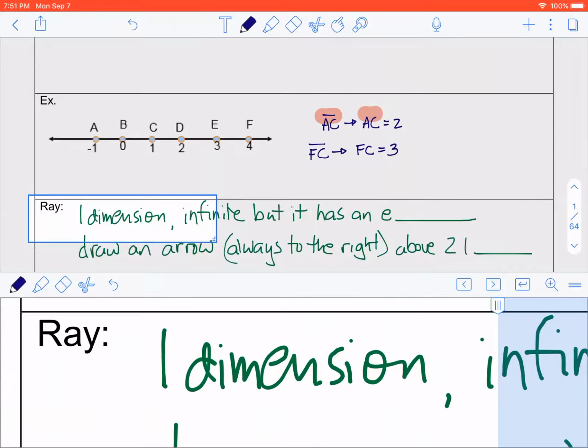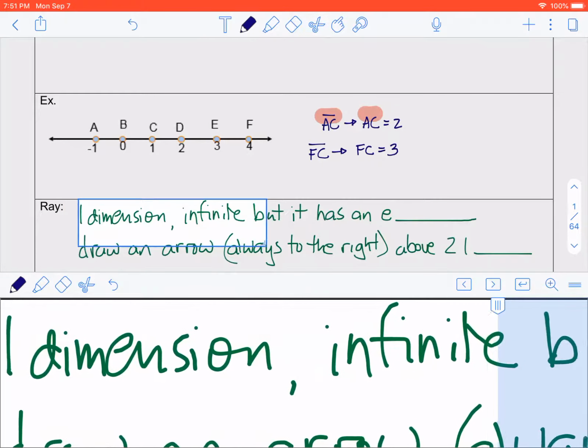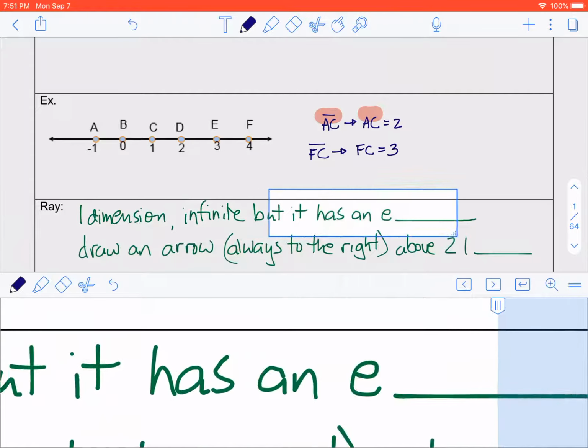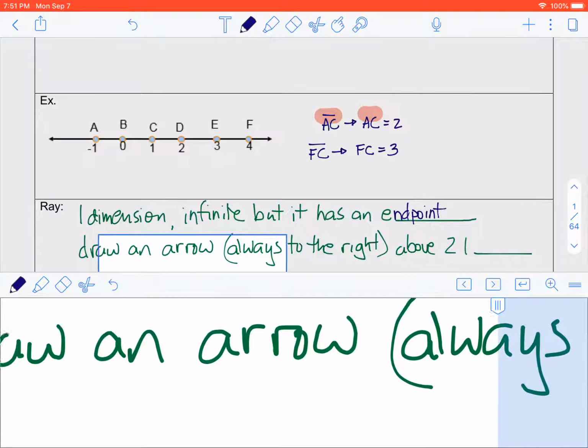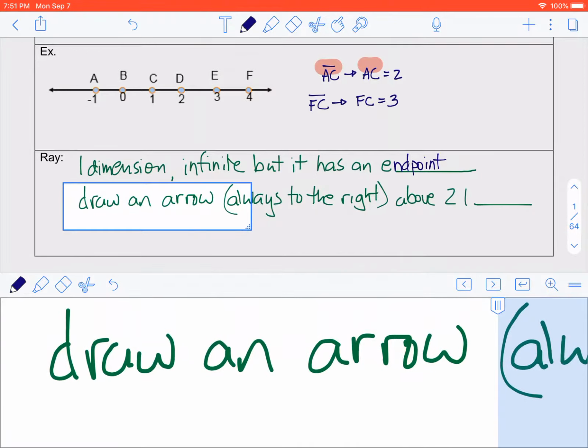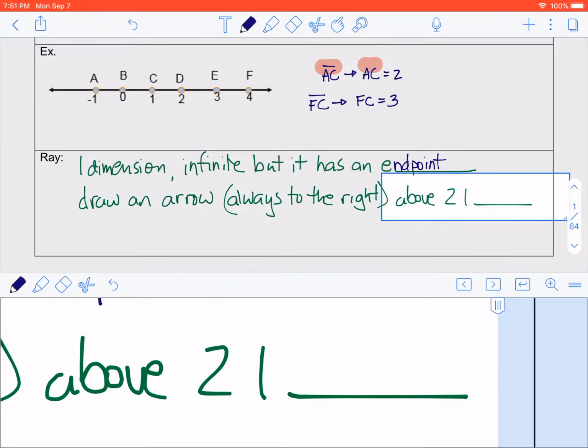Ray. In this case, a ray is 1-dimensional, much like a line. They are all straight, by the way. We don't ever need to say a straight line, because by definition they have to be. And they're infinite. But what is different about this infinite is that it is only infinite in one direction. So it has an endpoint, right? And we draw it with an arrow above the 2 letters.